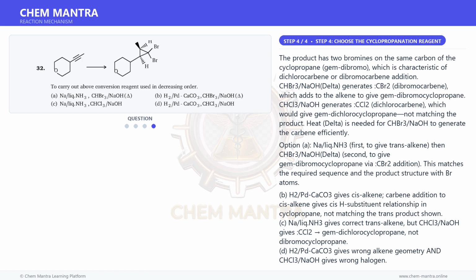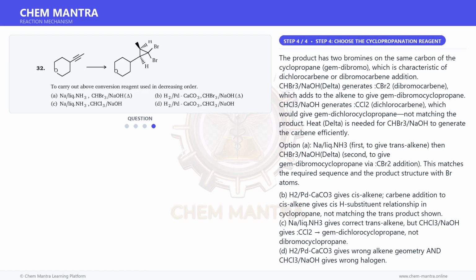Option A. Na/liquid NH3, first, to give trans alkene, then CHBr3/NaOH, delta, second, to give gem-dibromocyclopropane via CBr2 addition. This matches the required sequence and the product structure with Br atoms.